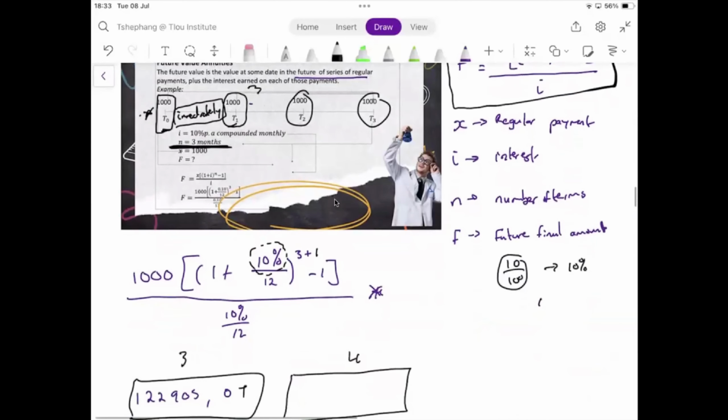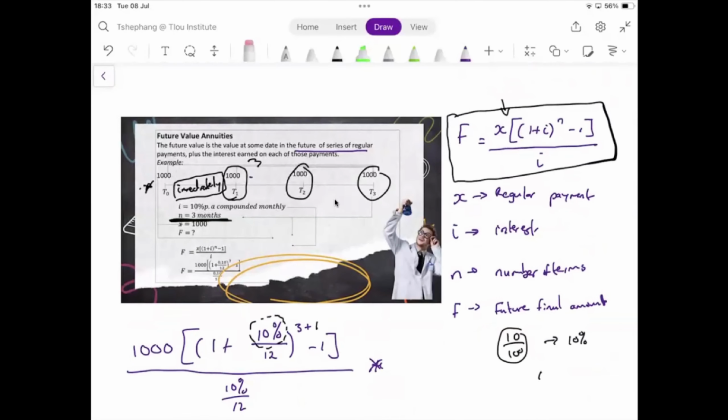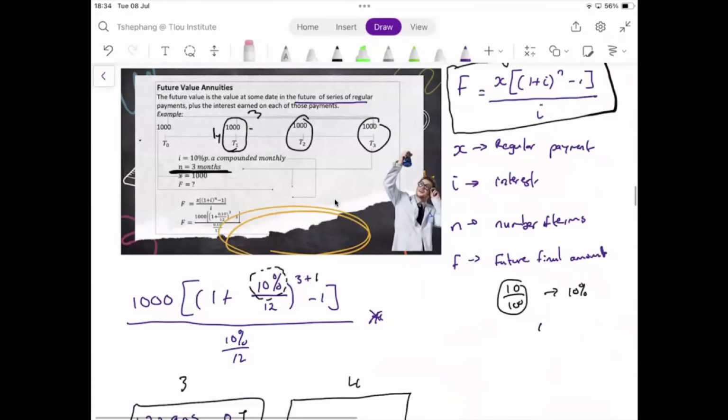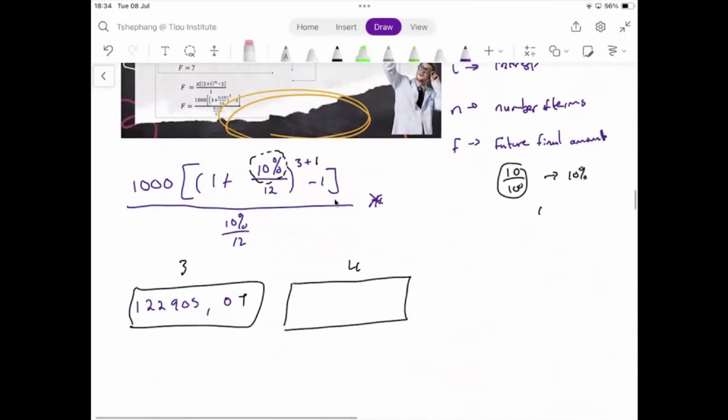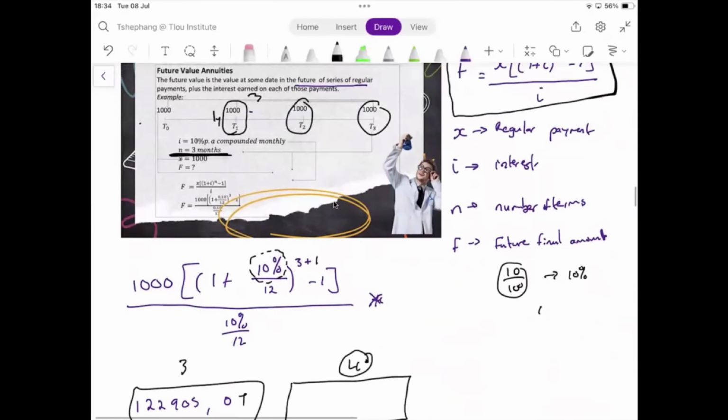Now, if we're considering the immediate payment, then we have to say 3 plus 1, which is going to give us 4 as our N. I'm hoping that is clear, if we're considering the immediate payment.